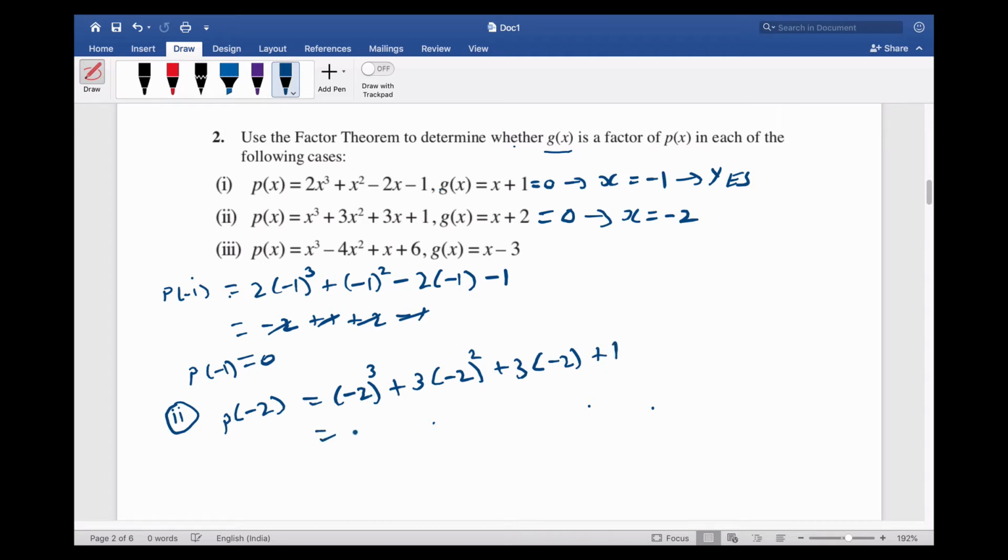So this will give me minus 8. This will become 4 into 3 plus 12. This will become minus 6 plus 1. So I can see this will give me minus 14 and plus 13. So let's write it this way, minus 14 plus 13, which is minus 1. So over here, p of minus 2 is not equal to 0. So no, g of x is not a factor.